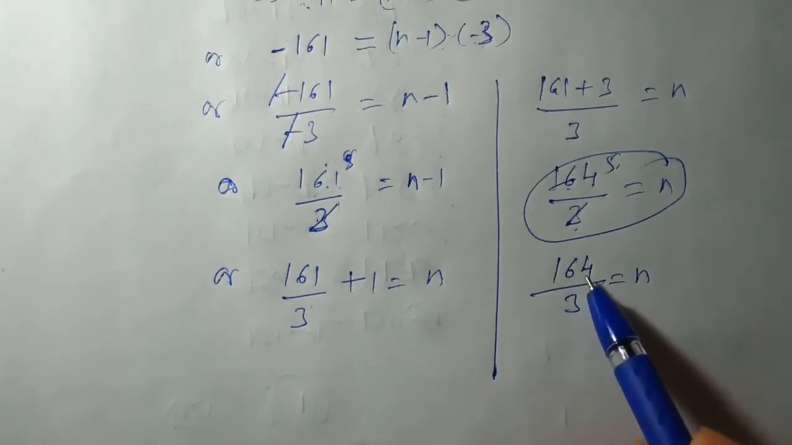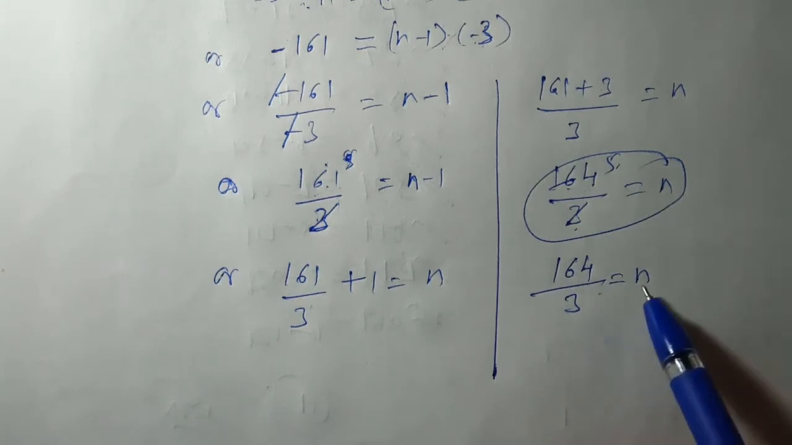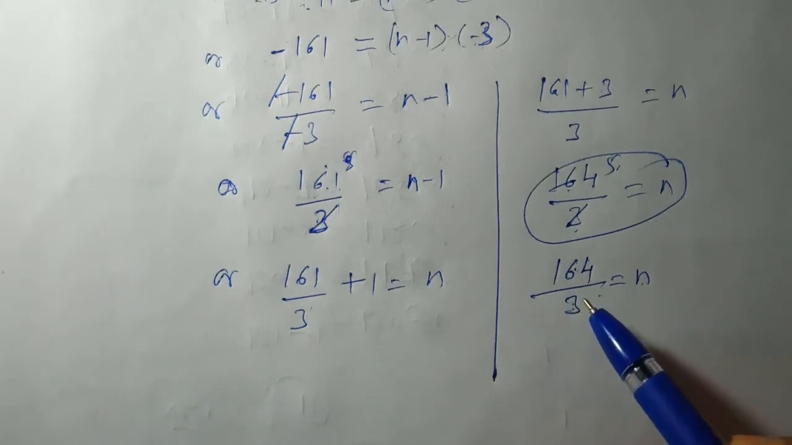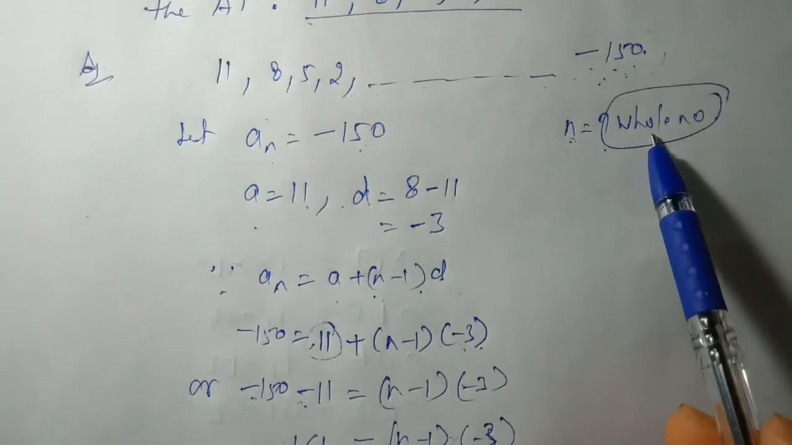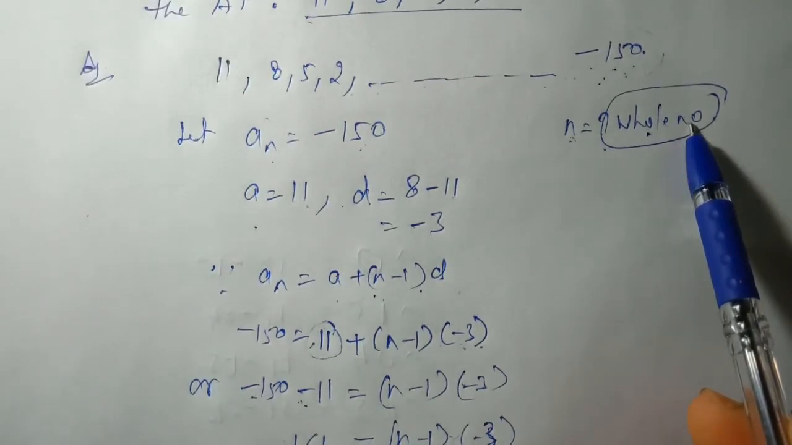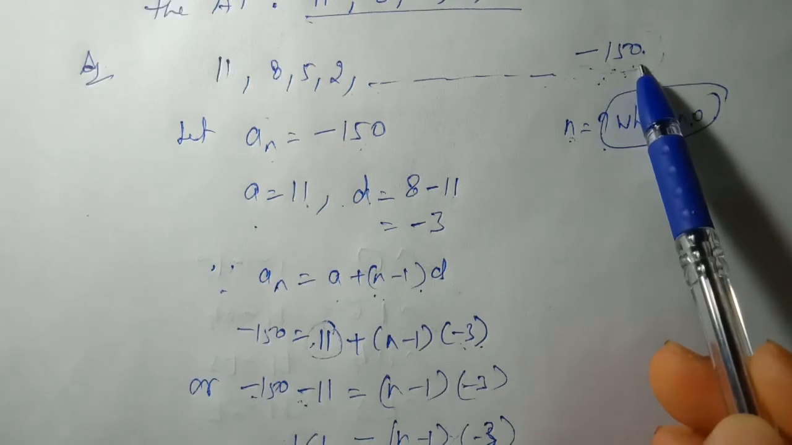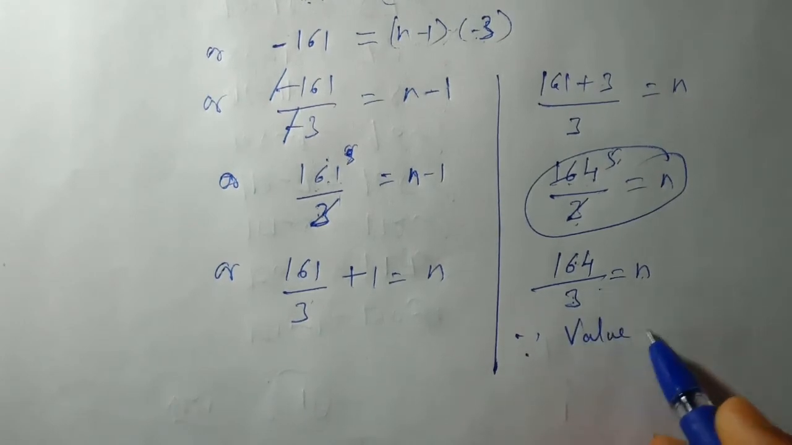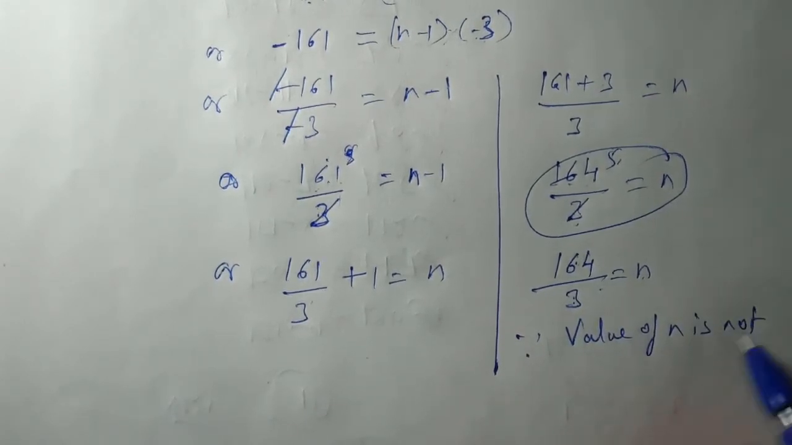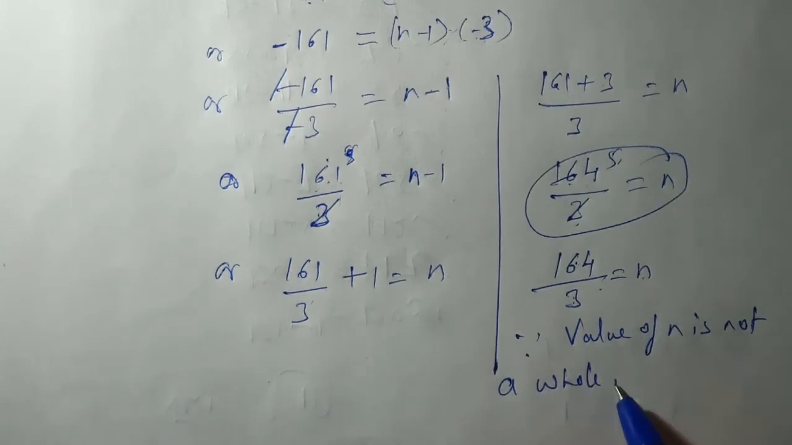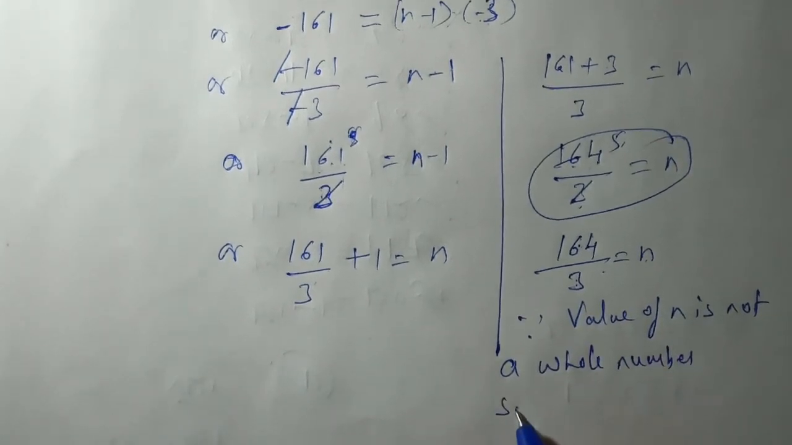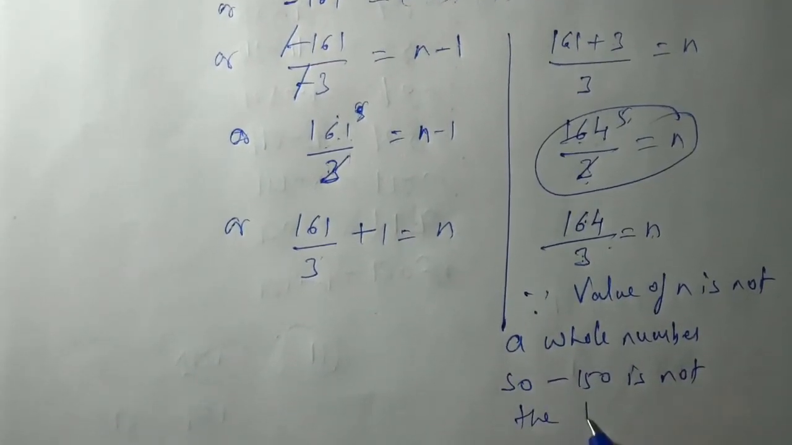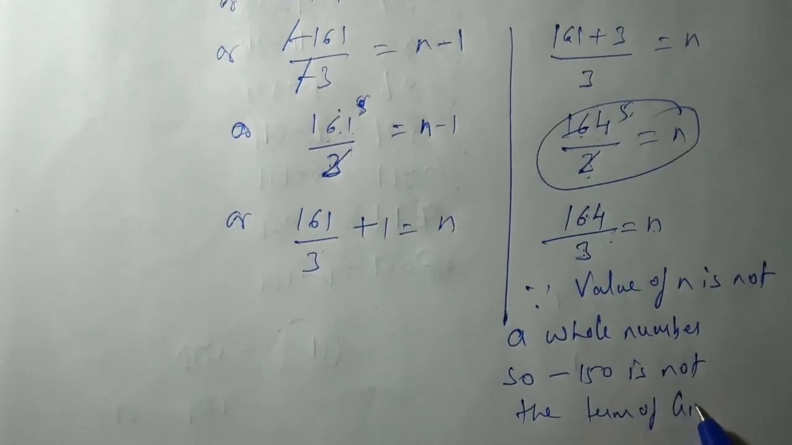So it means we are getting the value of n in terms of numerator and denominator. We cannot identify the term, or in another sense we can say that the value of n is not a whole number. So we will say minus 150 is not a term of the AP. Since the value of n is not a whole number, minus 150 is not a term of the given AP.